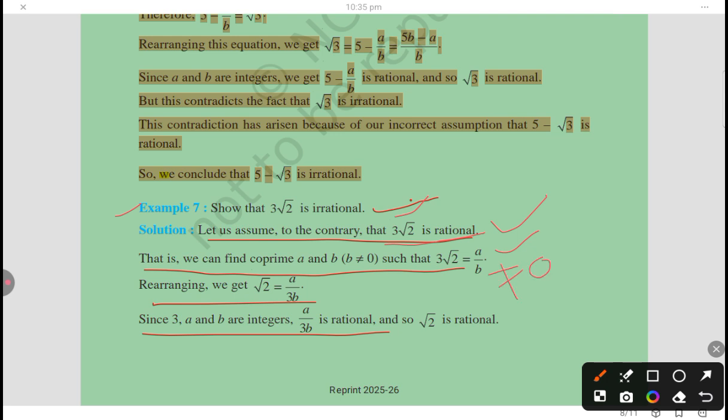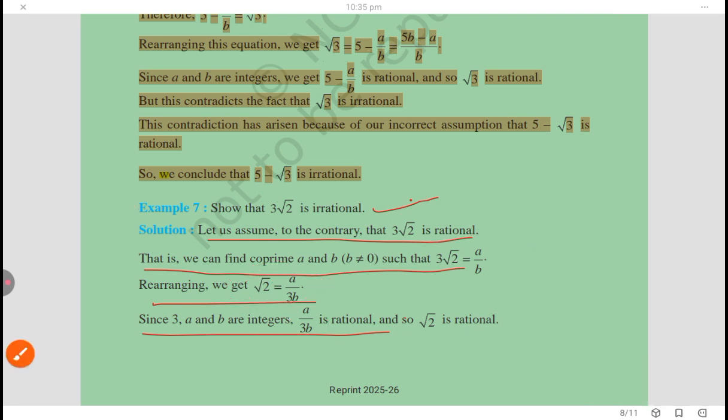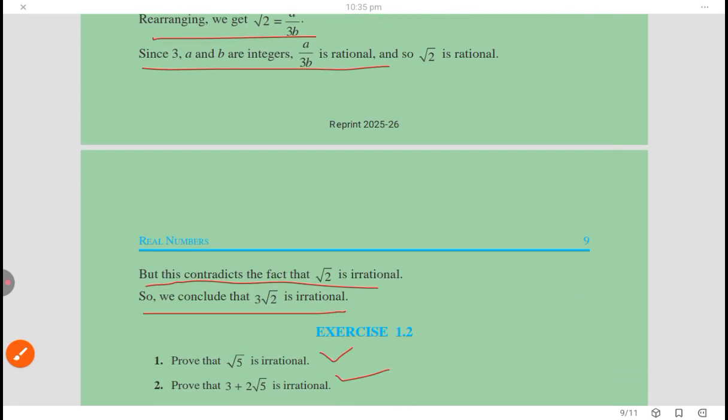So rearranging, you will get root 2 equal to a by 3b. Since 3, a and b are integers, a by 3b is also rational. So root 2 is also rational as per this. Is it possible to equate rational and irrational at a time? No. So this contradicts the fact that root 2 is irrational. So we conclude that 3 root 2 is irrational.